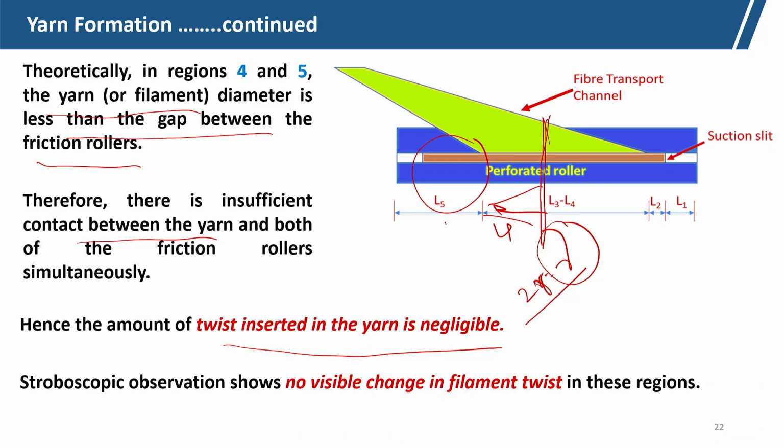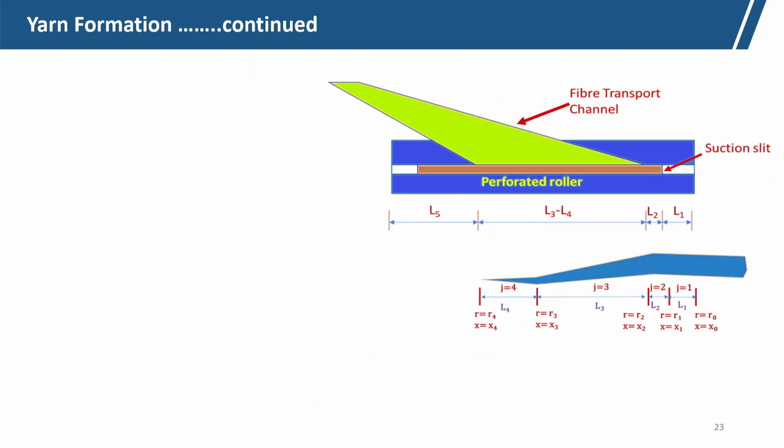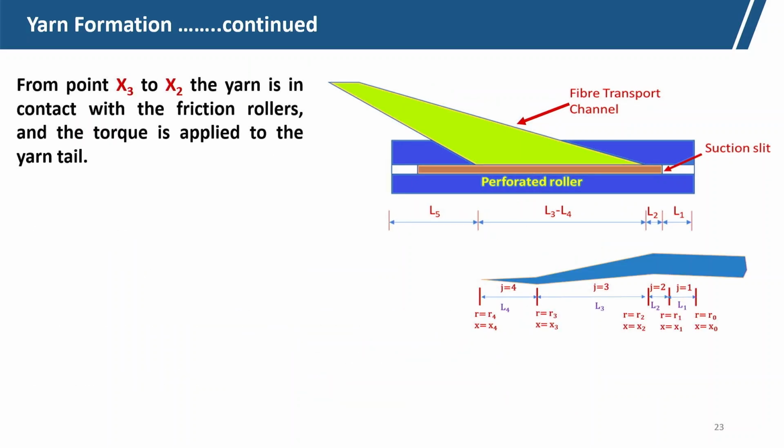From the stroboscopic observation, no visible change in filament twist is there. So in the case of coarse spinning, there is no change in friction twist in this region. From point x3 to x2 the yarn is in contact. x3 is where the diameter of the yarn is equal to the gap, up to the x2 zone.